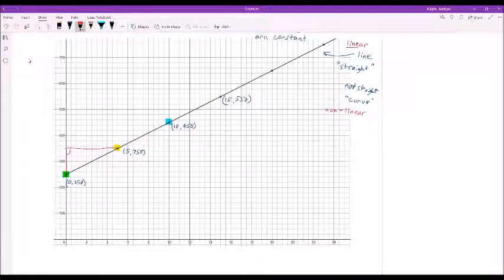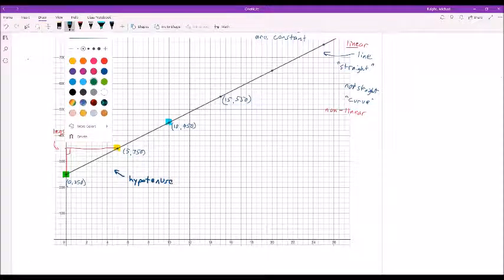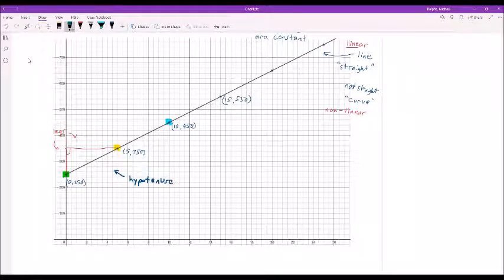If you recall from right triangles and the Pythagorean theorem, we've got these two legs of the triangle, and those two legs are vertical and horizontal. They are parallel to the two axes. And then we've got the hypotenuse of the triangle.